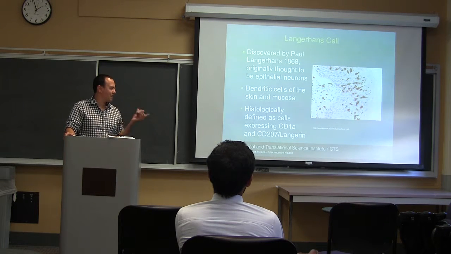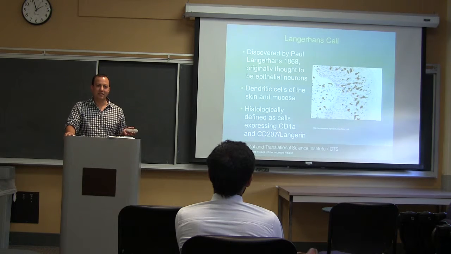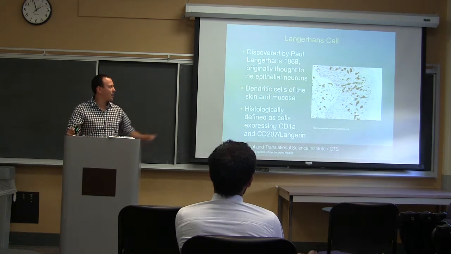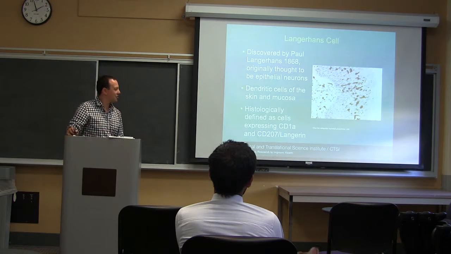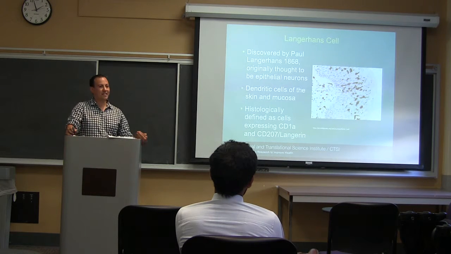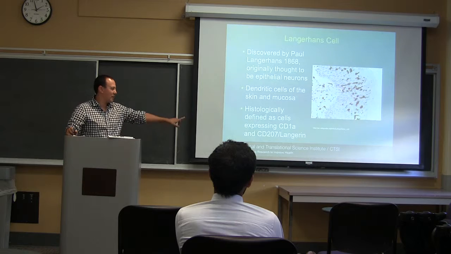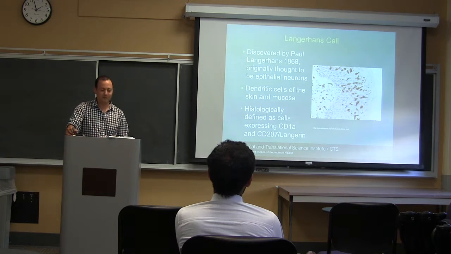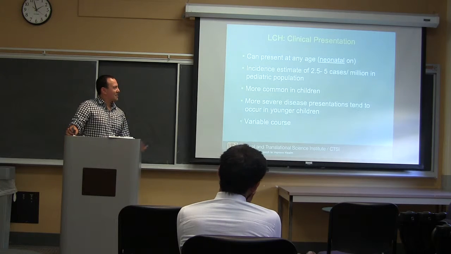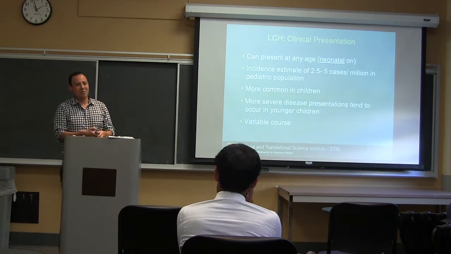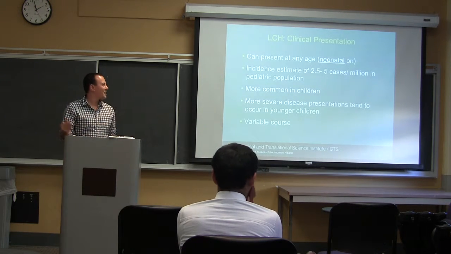And so anything that stains CD1A and CD207 positive is considered a Langerhans cell epithelium. I should also note that Langerhans cell histiocytosis cells will also be positive for CD1A and CD2. Okay, so now that we know that this is all the same thing, what can we say about this clinical presentation?